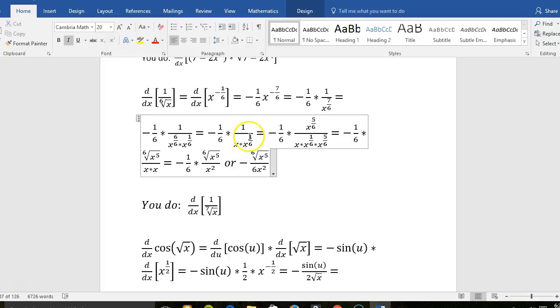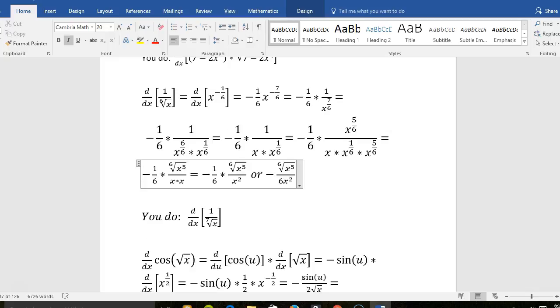Now guys, what I'm going to do next is a little tricky, a little slick. I'm going to stick an x to the 5/6 down here, because I know that this 1/6 will add to this 5/6 and give me another x to the 6/6, which is x to the 1. But now, notice I did stick this down here artificially, so what I've got to do is stick another x to the 5/6 up here to compensate for the fact that I stuck one down here. So I have negative 1/6 times this guy right here, and let me skip a line.